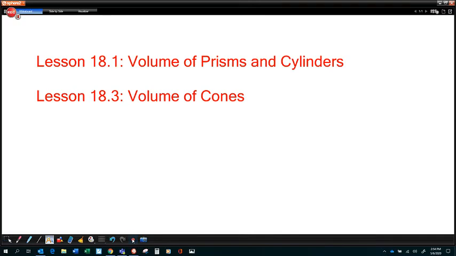18.1, 18.3, volume of prisms and cylinders, and then volumes of cones. The former, 18.1, you might have had in junior high, but cones might be newer to you.